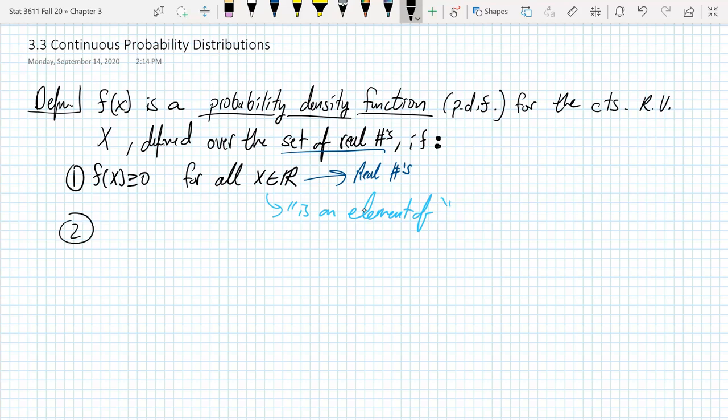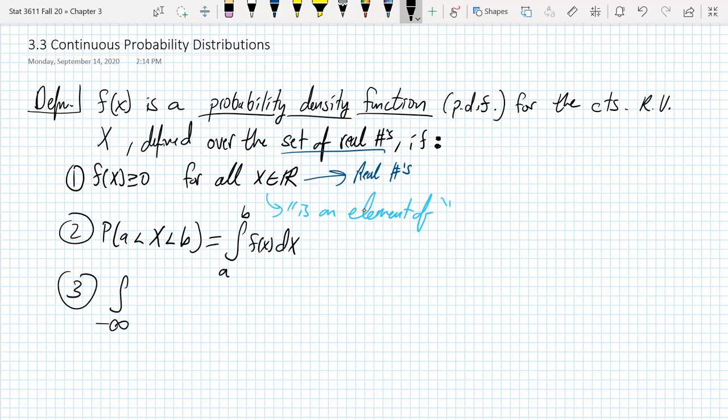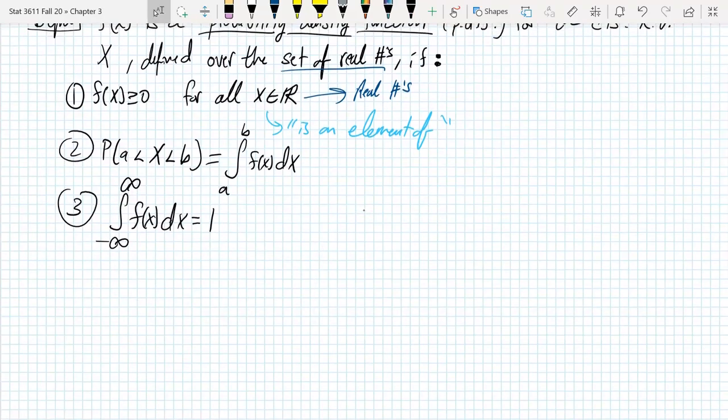2. The probability then that x takes on values between a and b is computed as follows. That is the integral from a to b of little f of x dx. In 3, the integral from minus infinity to infinity of f of x dx should equal 1. In this case, we're adding up essentially all of the possible probabilities, and so that should be equal to 1.